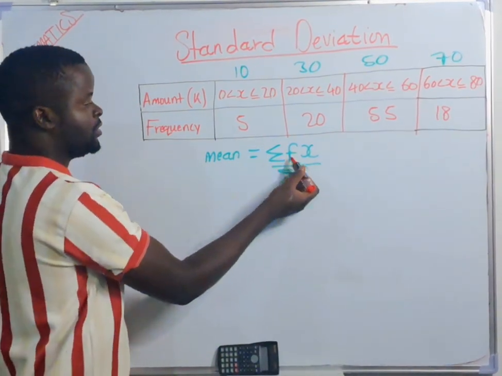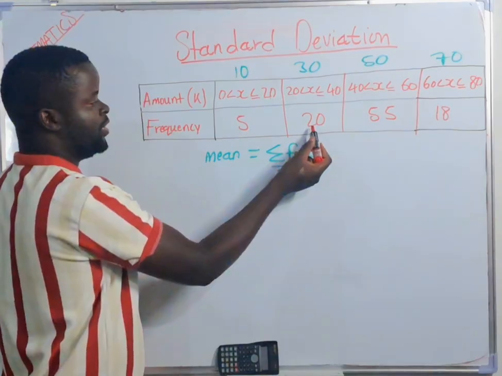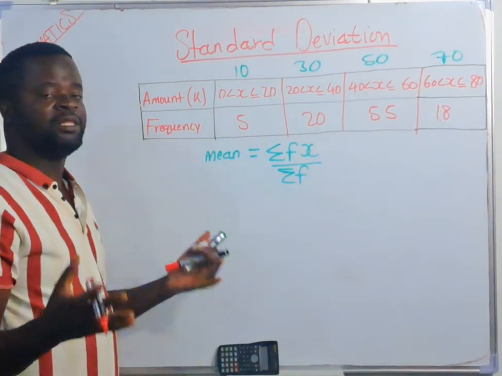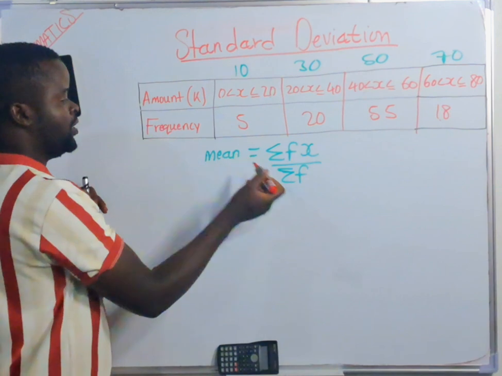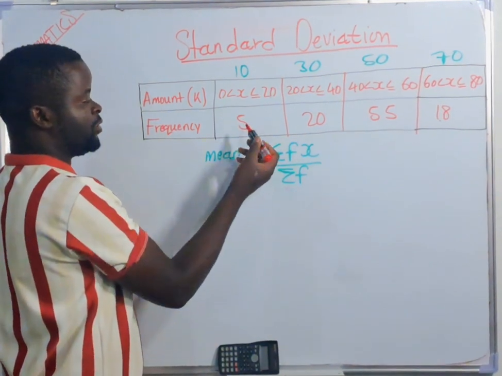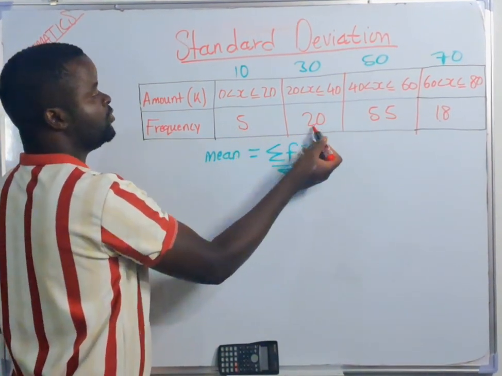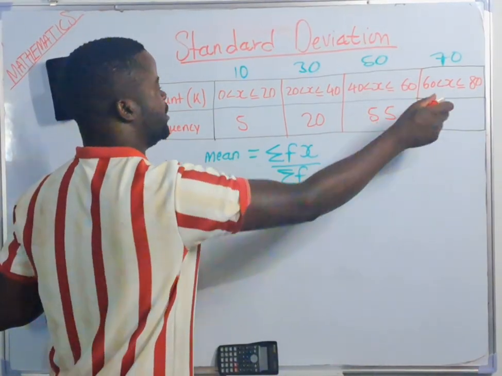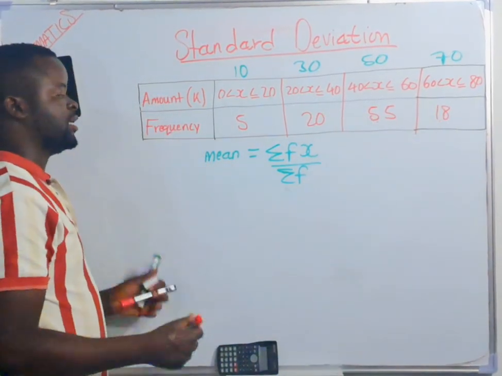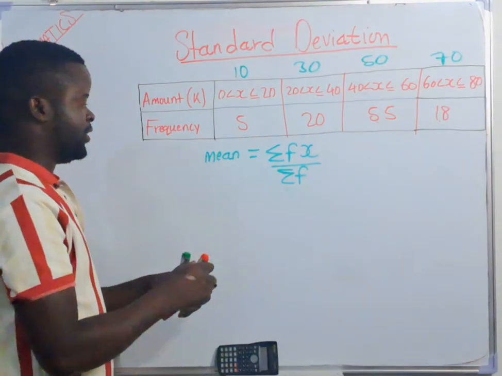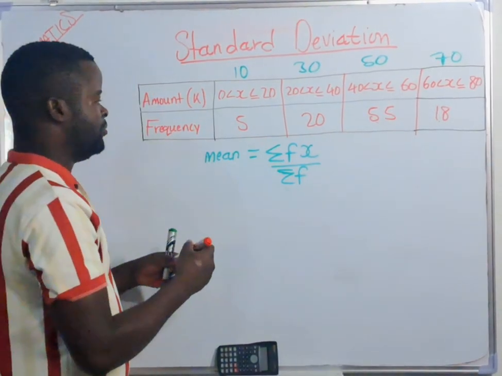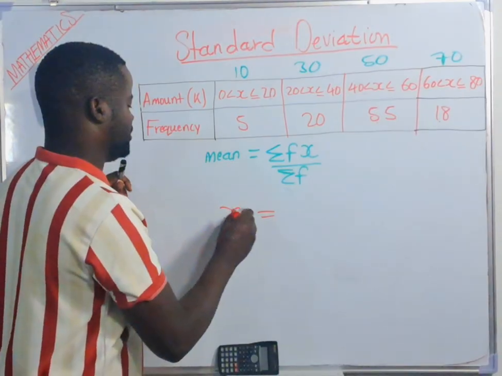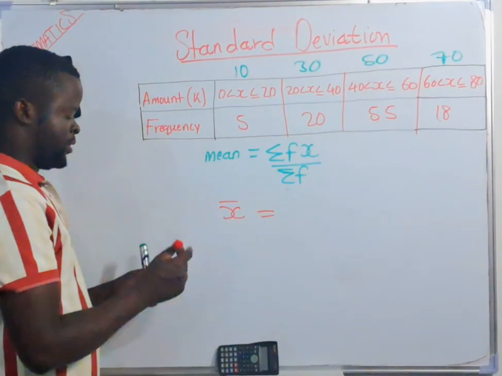Therefore, for the frequency, you have 5, 20, 55, 18. We are just giving the example. So the sum of frequency simply means that we are going to add 5 plus 20, plus 55, and again the answer we get plus 18. This is how you need to find your sum. So if I can be very fast, allow me to show you how you can find the mean. Remember, it is denoted by this symbol.